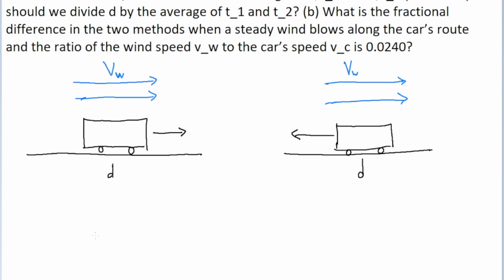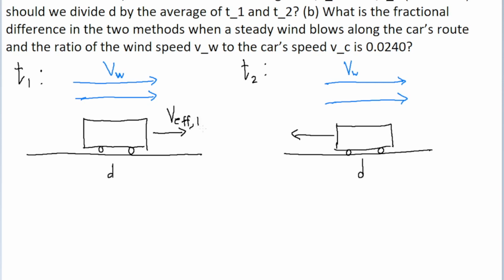Let's try just going through this situation logically and figuring out what's going to happen. Just for the sake of defining our variables, let's say that the measured time interval t sub 1 is for the case when the car is traveling with the wind, and we'll say that t sub 2 is the time measured for when the car is traveling against the wind. For the t sub 1 part of this scenario, let's say that the car's actual speed, let's call it the effective speed, V effective 1.